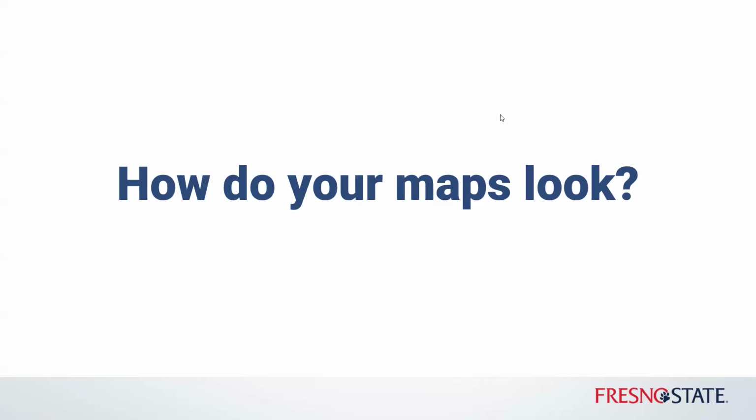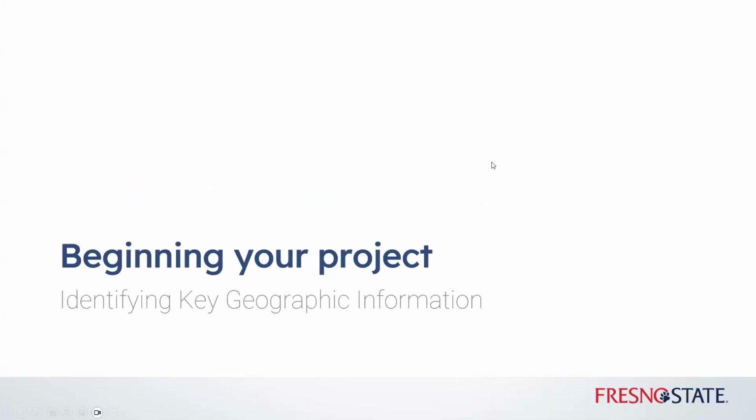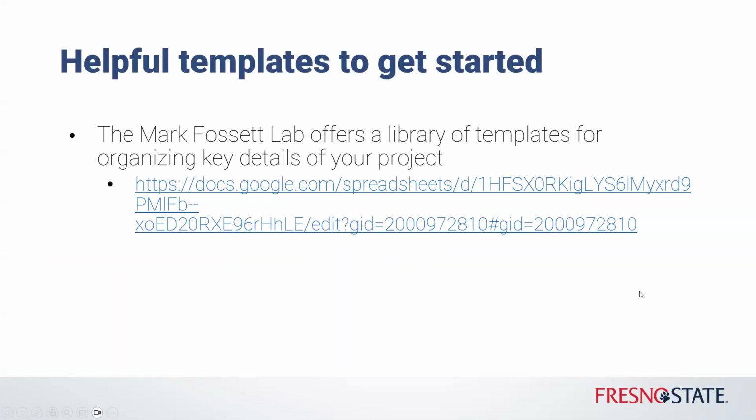All right, so how do we get started? The first step, of course, is identifying where you're going to work, what area you're going to work on. The next step is identifying the key geographic information you need so that you can start drawing. There is a lot of setup and it's going to pay off once you get started. It really does pay off.